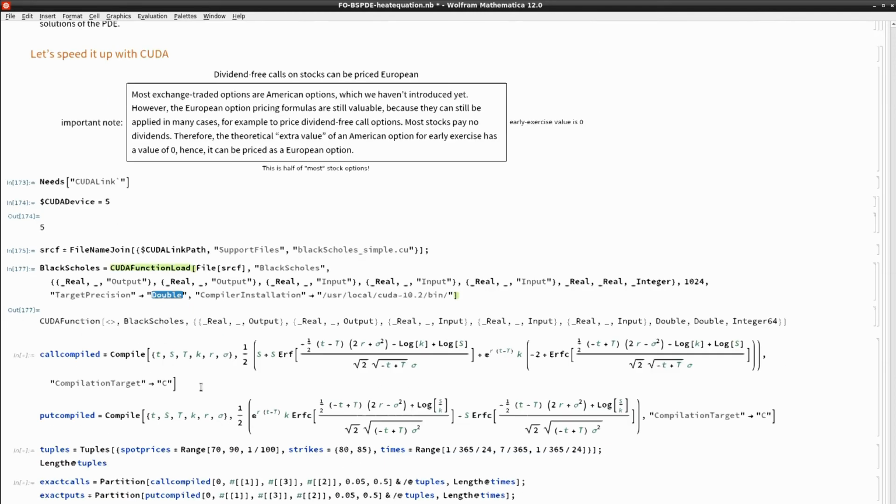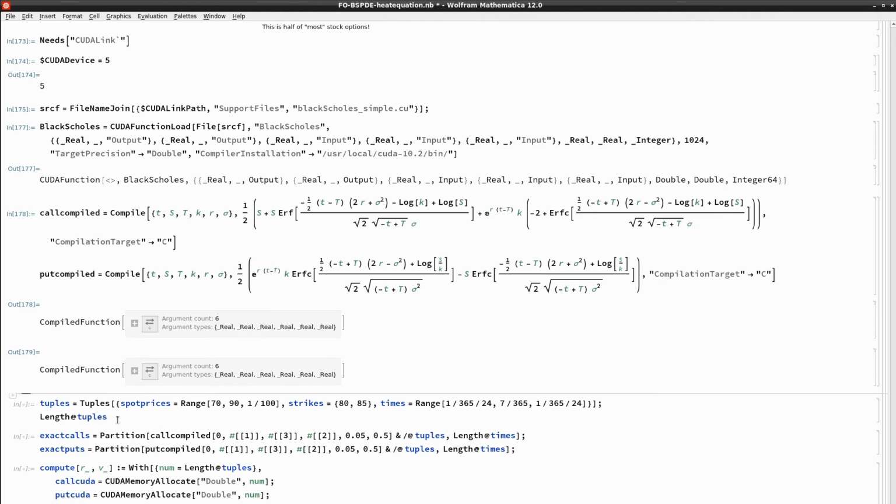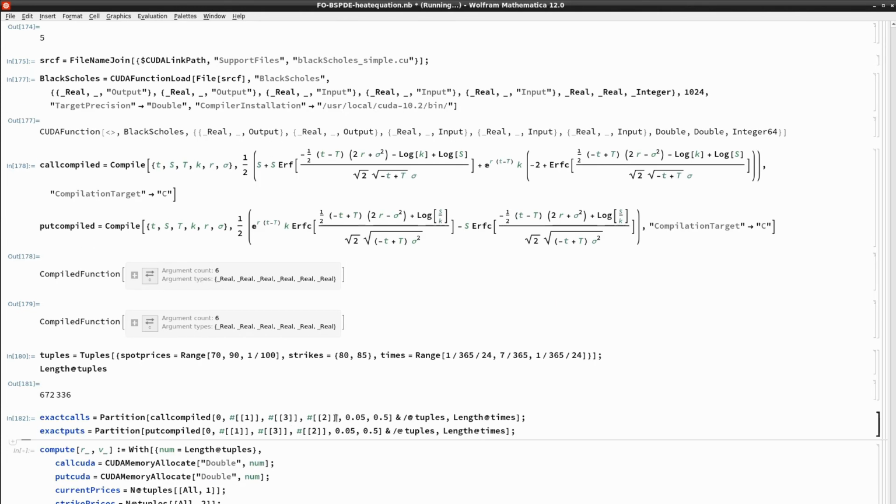So for comparison, let's compile the call and put prices again. This is just for comparison. And I use Tuples to generate a very large number of option prices that I want to compare. So when I take spot prices from 70 to 90 in steps of a cent, I take the strikes as 80, 81, 82, 83, 84, 85, and I take expiration times from 1 hour to 1 week in steps of 1 hour, then I get 672,000 options.